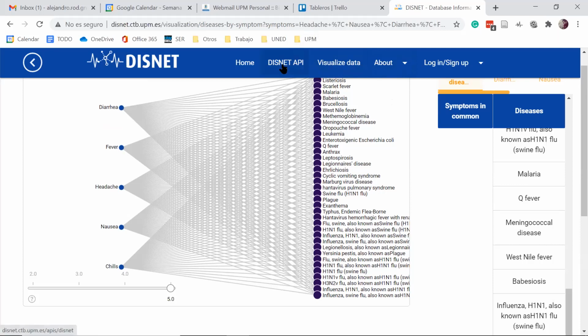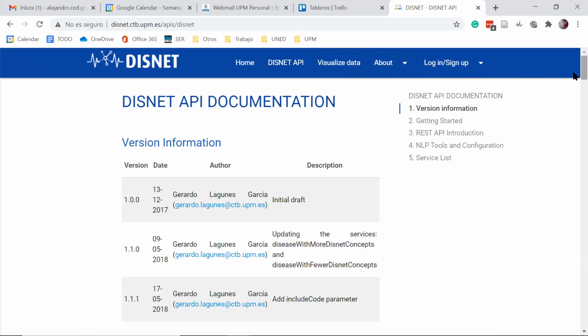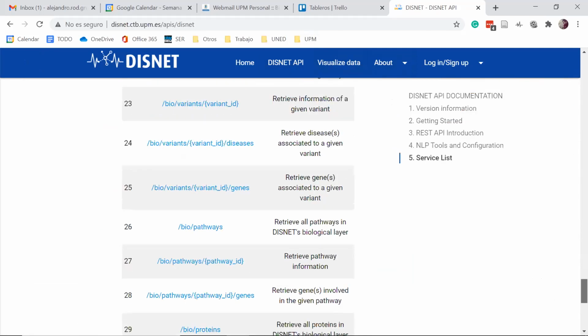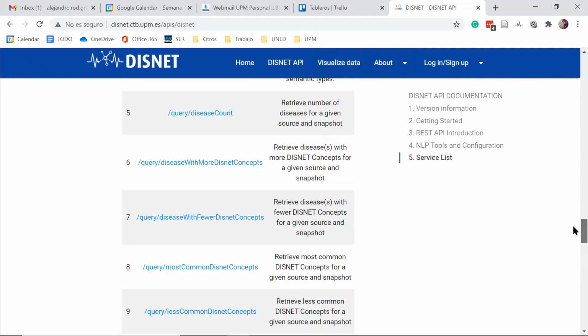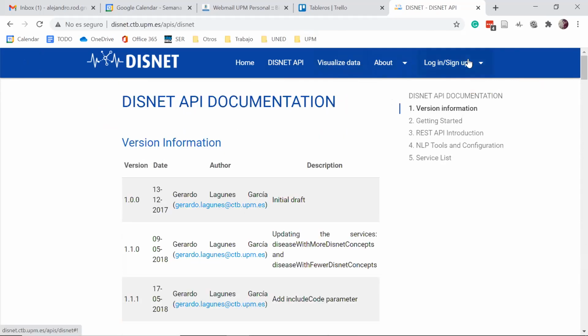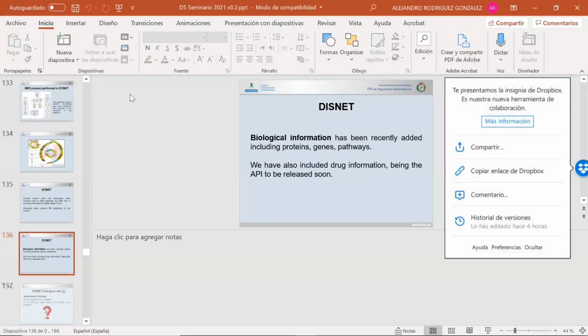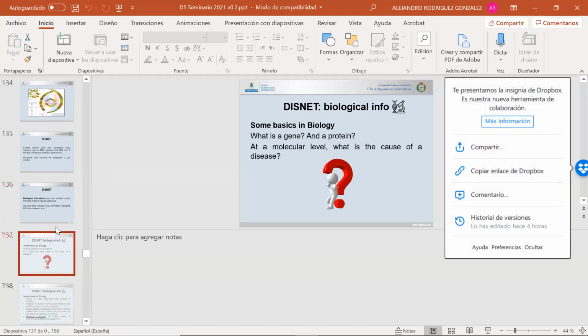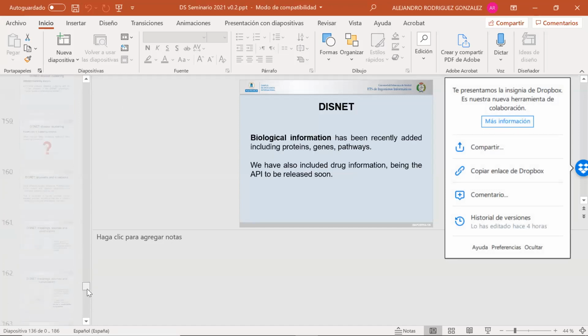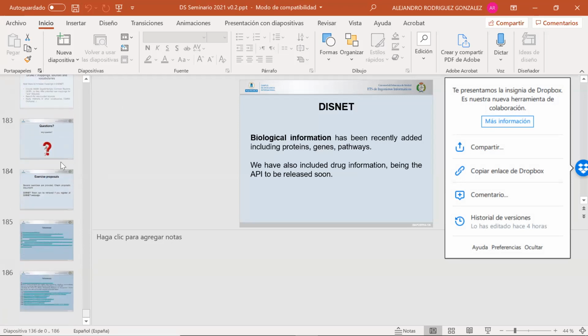Apart from that, here it explains the API that has been developed to get all the information that is available at this moment, that is the phenotypical and the biological. And here you can log in or sign up in order to use the system. It is required to register to use the system. We did it like that because we want to have some statistics about the use. So, these are all the slides that I hide regarding the biological information.